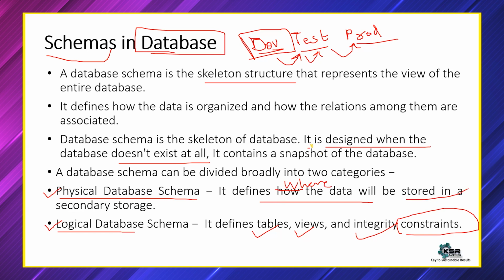Exact storage location is determined by the physical database schema, and logically how the information is stored, that is, whether it's in a table format, a temporary view format, or an integrity constraints format. Now, constraints means there is an interrelation between multiple tables. That relationship can be defined with the help of constraints, which are called key constraints.